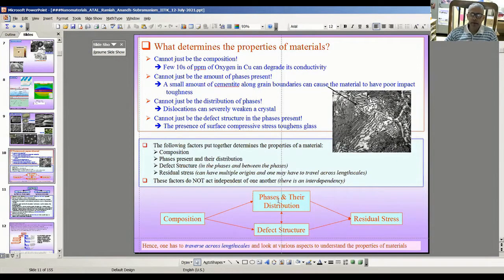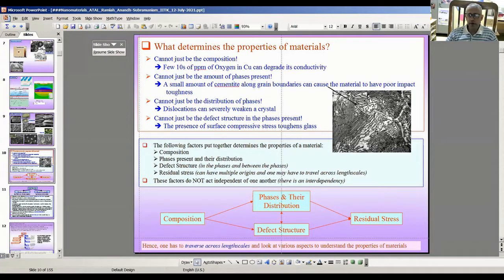Now, what determines the properties of materials? Suppose you take your conducting wire, which is copper. If you have a few tens of parts per million of oxygen in it, it can actually degrade the conductivity of the copper wire. That means composition can be a very sensitive factor. It also can be how the phases are distributed. Suppose you have cementite along the grain boundaries in a hypereutectoid steel, then a crack can propagate all along the brittle cementite, and therefore you can have an intergranular fracture, and the material may have very poor impact toughness.